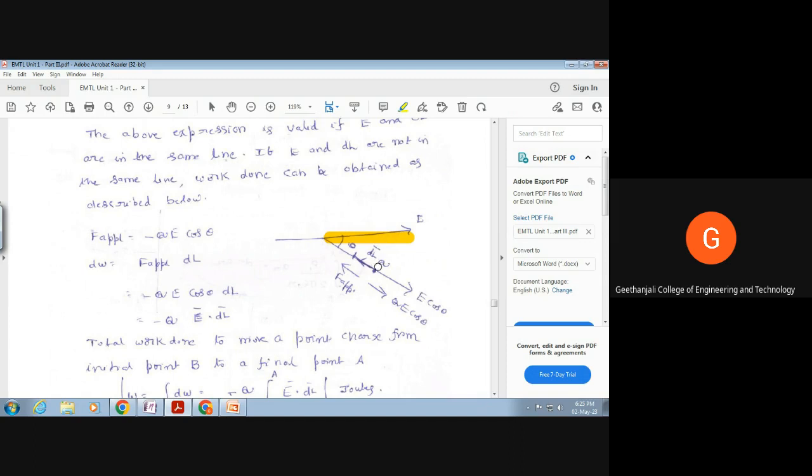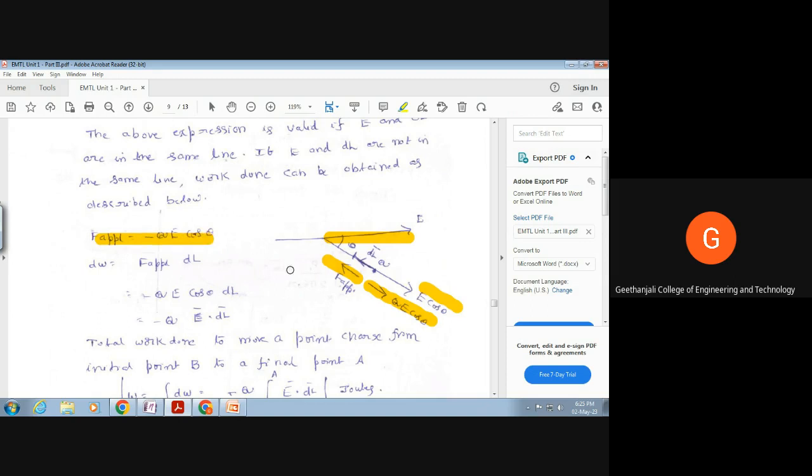Suppose E and dl are making an angle of theta with respect to each other. Then what is the differential work done? Once E is acting along this direction, what component of E acts in this direction? Because the angle is theta, E cos theta would be acting along this direction. So if I place a point charge of Q coulombs here, it experiences a force of QE cos theta in this direction. To nullify this force, I have to apply equal and opposite force, so minus QE cos theta. That is the force I have to apply to make this point charge stationary.